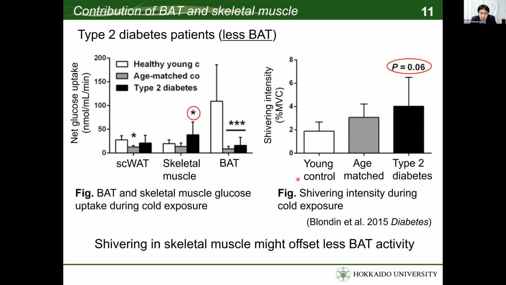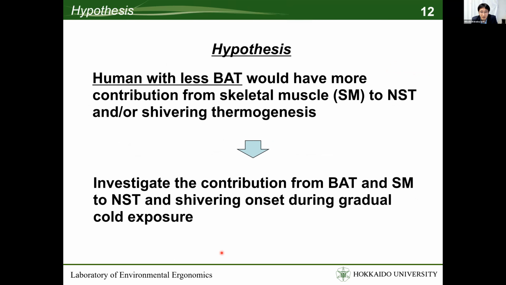So considering these results, shivering in skeletal muscle might offset the less brown adipose tissue activity in the individual who has a less amount of BAT. According to these previous reports, we hypothesized that humans with less brown adipose tissue would have more contribution from skeletal muscle to non-shivering thermogenesis and/or shivering thermogenesis. And we investigated the contribution from each organ to non-shivering thermogenesis and shivering onset during gradual cold exposure.